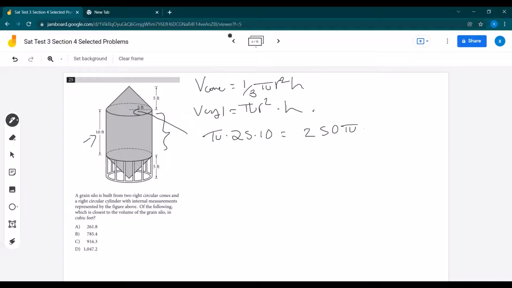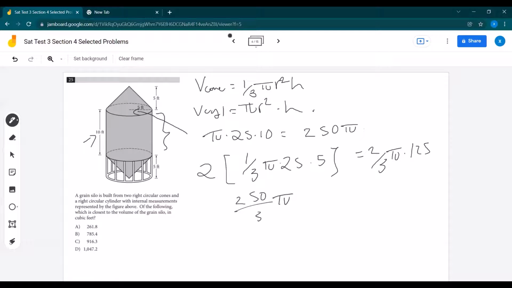So to find the volume of both cones, we'll just do 2 times 1/3 times pi times the radius squared, which is 25, times the height, which is 5, which is 2/3 pi times 25 times 5, or 125. So 250/3 pi plus 250 pi, and whatever that evaluates to, which is approximately 1047.2.